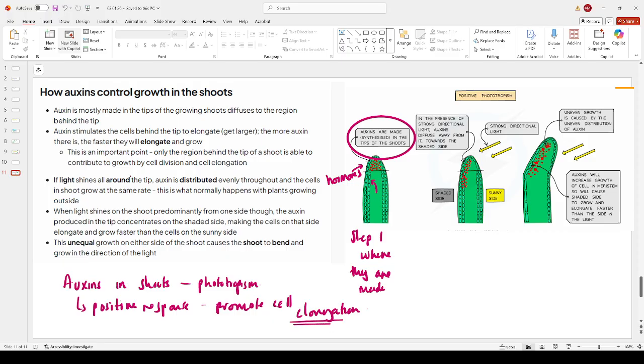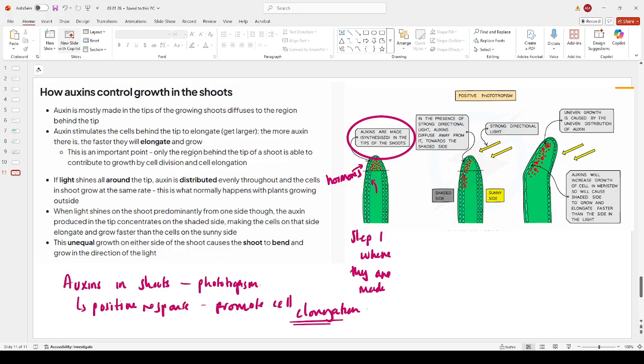Okay. So auxins stimulate the cells behind the tip to elongate and get larger. The more auxin there is, the faster they will elongate and grow. This is important. This is an important point. Only the region behind the tip of the shoot is able to contribute to growth by the cell.